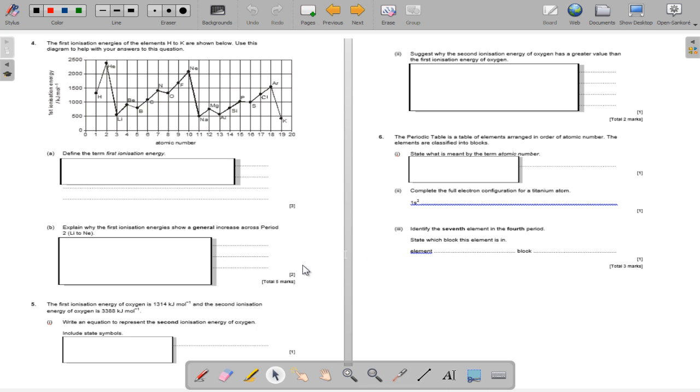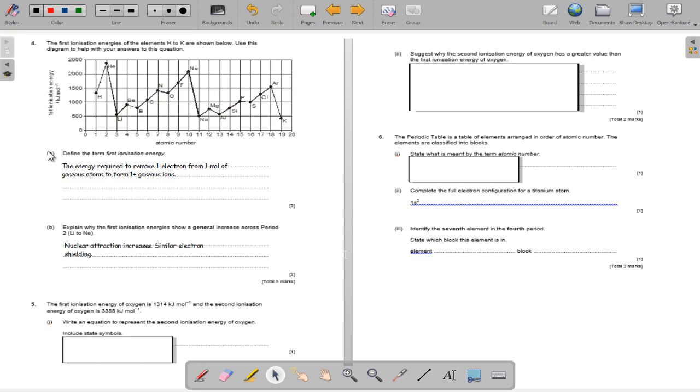Okay. Delete the boxes. So, first ionization energy is the energy required to remove 1 electron from 1 mole of gaseous atoms to form 1 plus gaseous ions. Boom, done. Nothing else said. Nuclear attraction increases and similar electron shielding. There are 2 things you need to say in order to show what the general increase is and why.